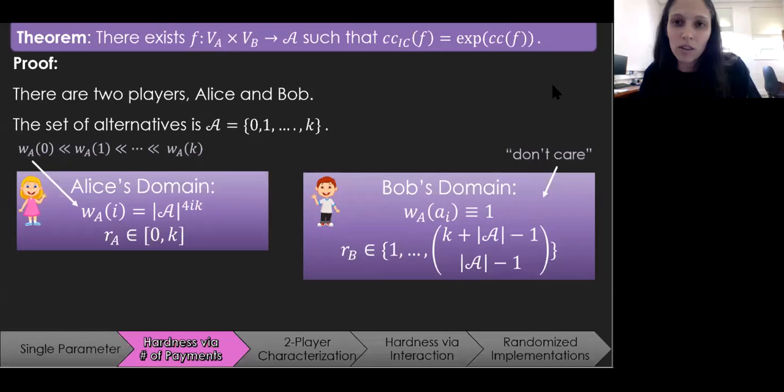Okay. And why is that k plus a? Where does this come from? I'm sorry, what is the k plus a minus 1 over a minus 1? Where does this come from? I'm not sure what you're talking about. The range of RB. The range of RB. This is what I'm going to explain in the next slide.